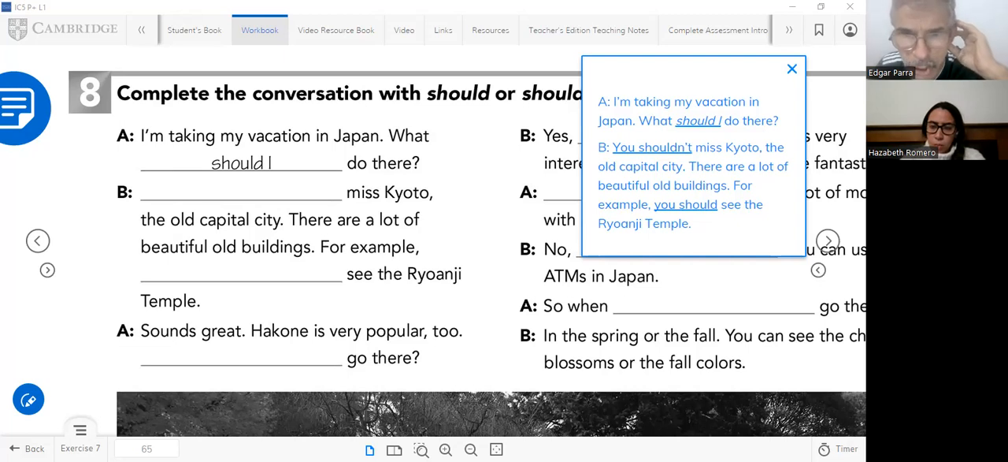Listen, it's Ryoanji temple, in English. In Japanese, it is Ryoanji-ji. You don't understand what I'm saying, but how about if you look at what I am showing?